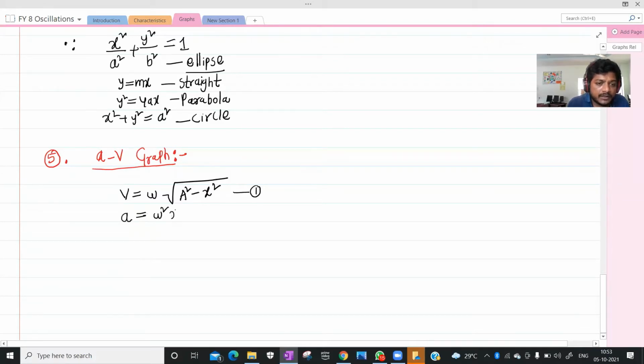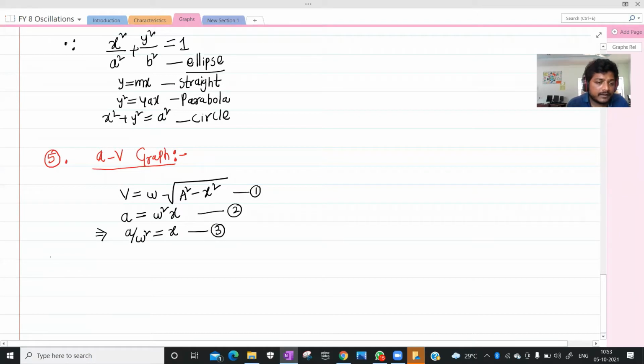What is acceleration? Magnitude. Acceleration a equals minus omega square x, but here I'm considering only magnitude. This is the equation we are having. From this, a by omega square equals x.